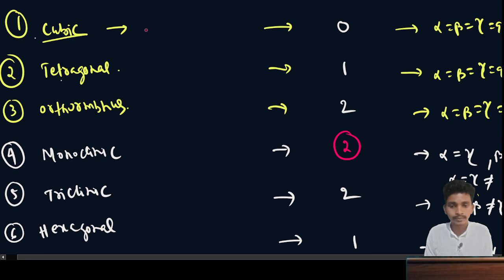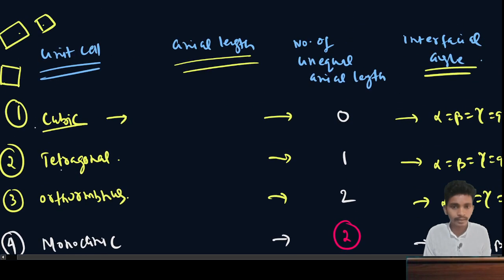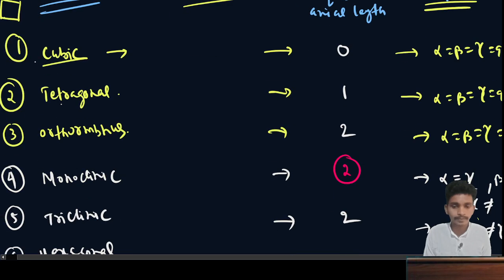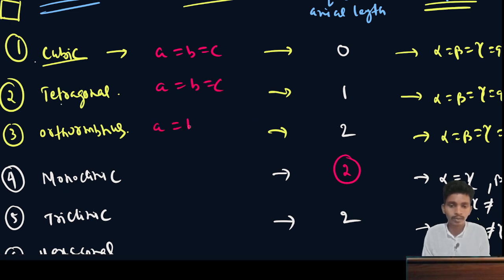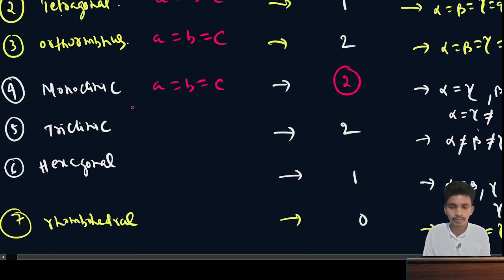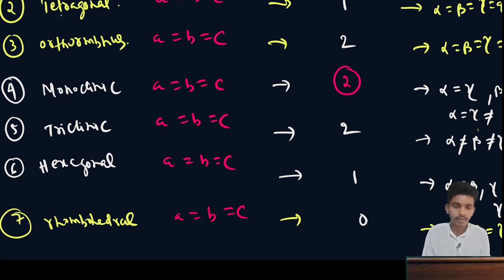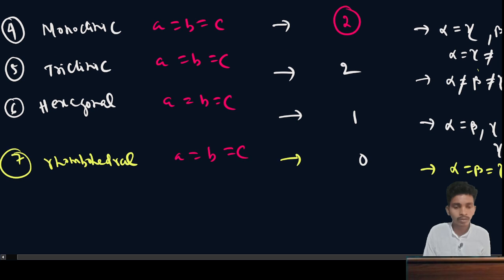Now for the interfacial angles, I will write A equal to B equal to C for each of these. Now we will do it here: 0, so we count unequal ones from the right side.